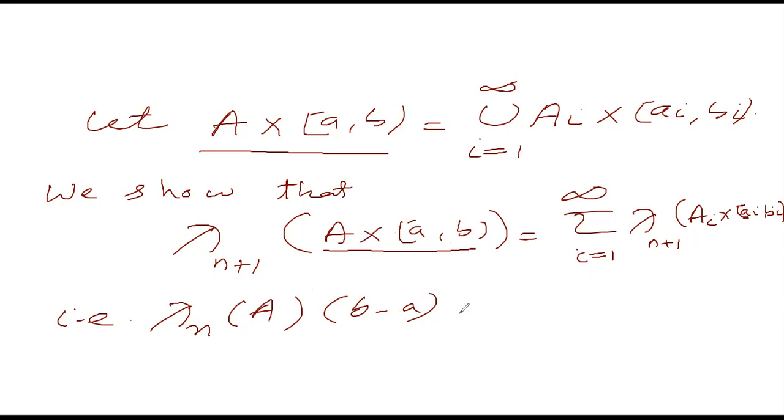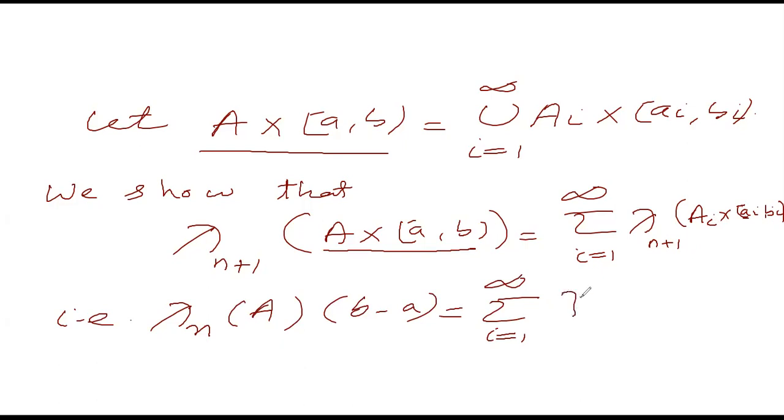Okay, so we need to show this is equal to the summation, i runs from 1 to infinity. Again, this is the Lebesgue measure, the set function defined as the product of the lengths of n plus 1 copies. That's the product of the lengths of n copies times the length of the n plus 1th copy.